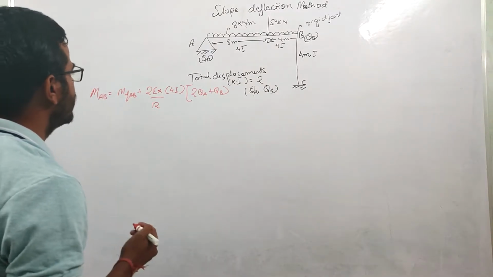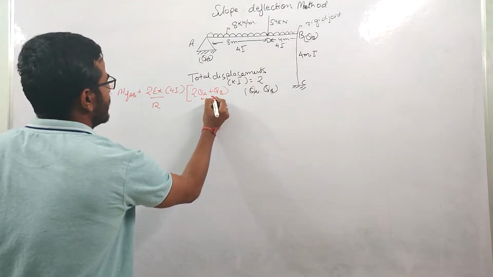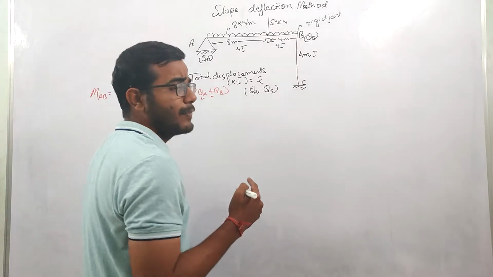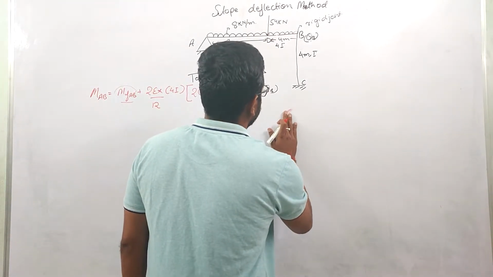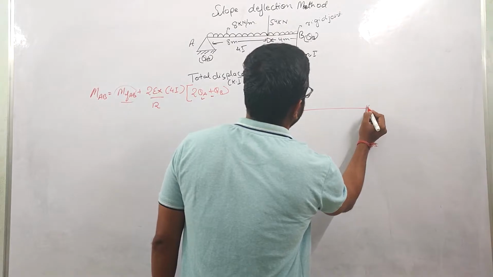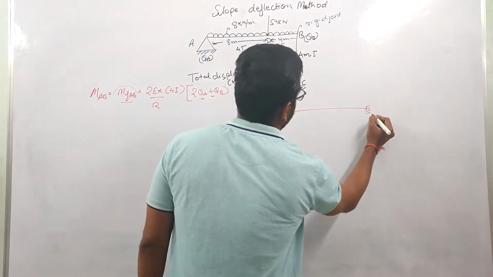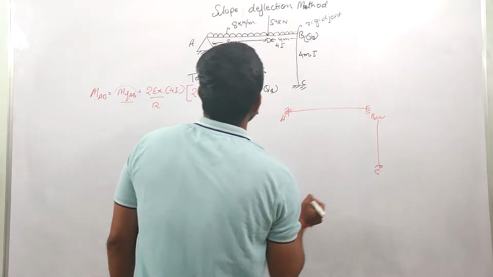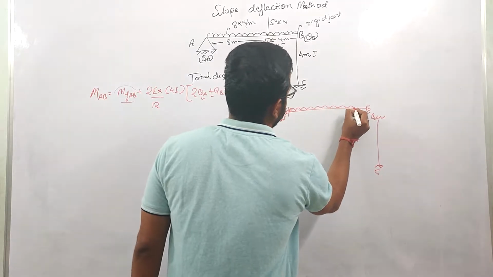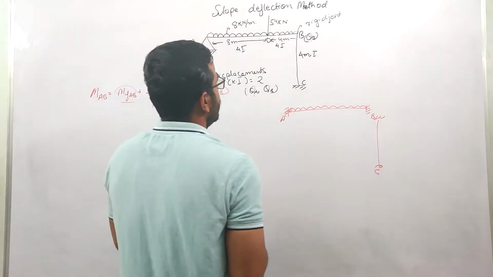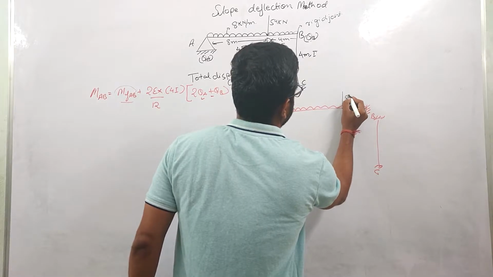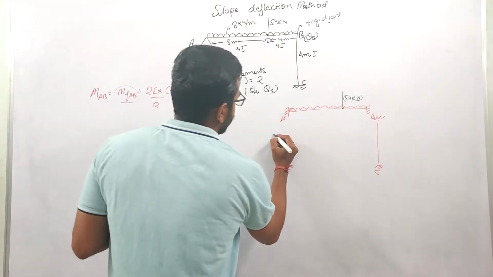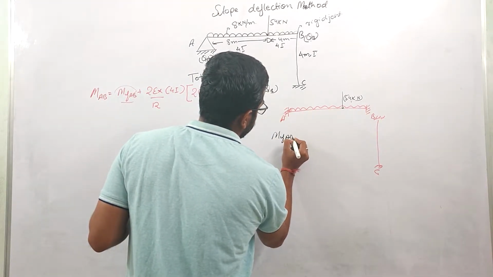In this equation, we need to find theta A and theta B, but before that we need to find the value of MFAB. The concept of MFAB comes because in the slope deflection method we treat this beam as a fixed beam. We already derived this expression. Now this UDL is acting on this beam, and one point load at this point, right?